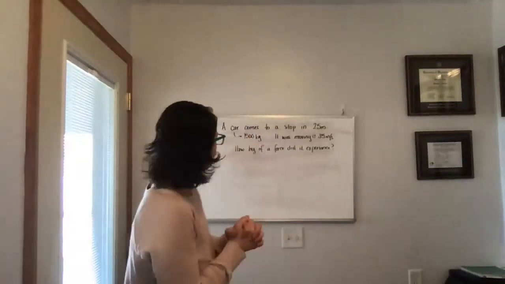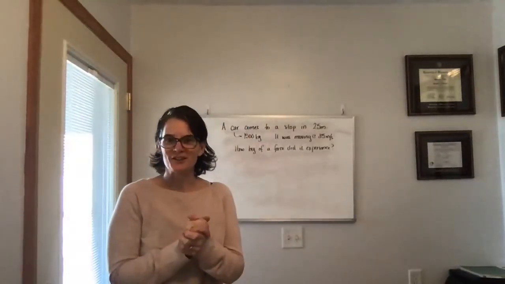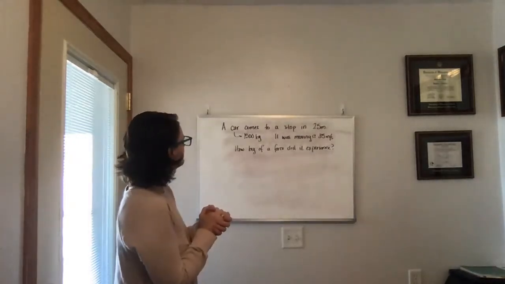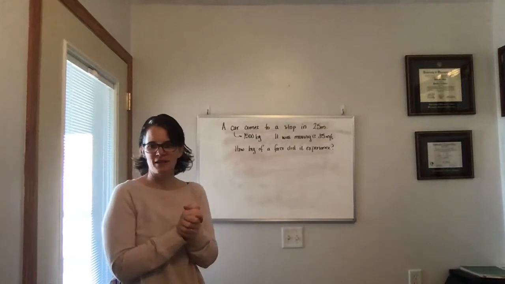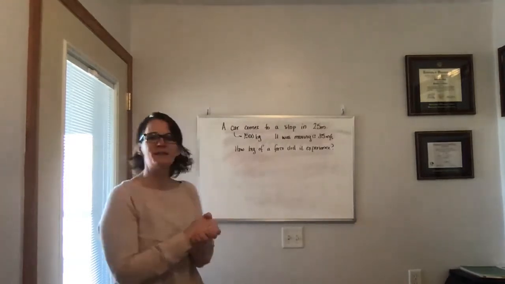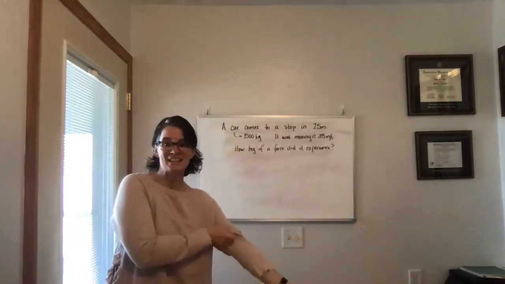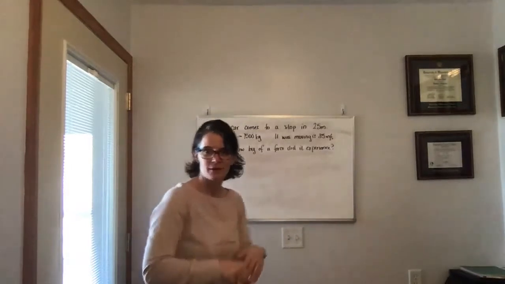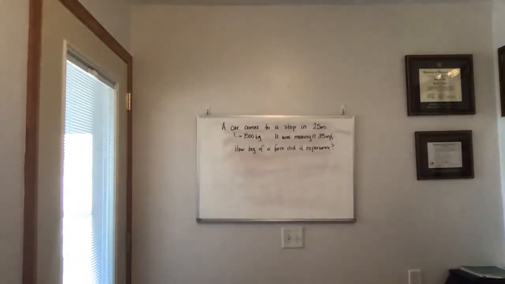All right, so this is a practice problem using the work energy theorem, and it tells us that a car comes to a stop in 25 meters, and the car has a mass of 1,500 kilograms. It was moving at 35 meters per second, so how big of a force did it experience in coming to a stop?